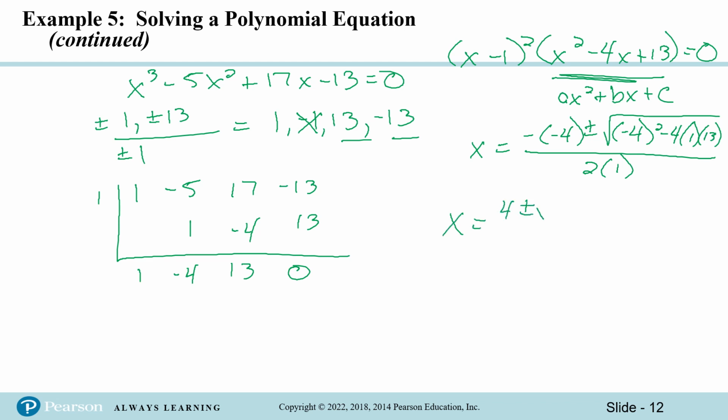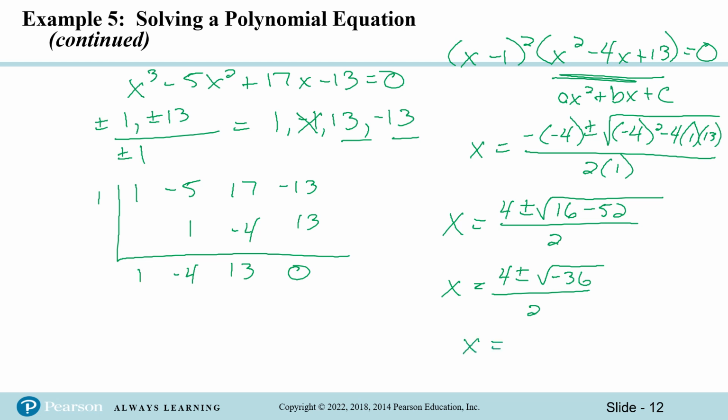4 plus or minus, we've got 16 minus, offhand, let's see, 52. 4 plus or minus the square root, we subtract it, we get negative 36. Plus or minus 6i, right? Divide each of those by 2. 2 plus or minus 3i.